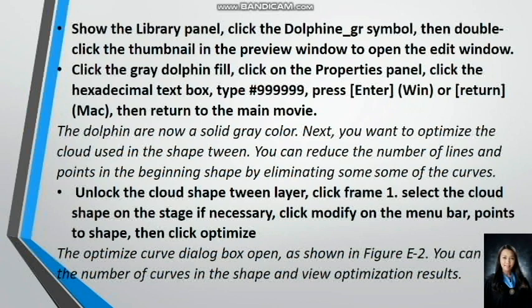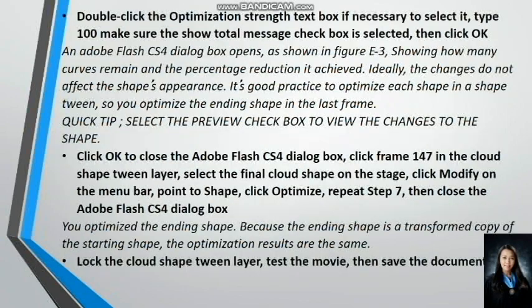Next, select the cloud shape on the stage if necessary, then click Modify on the menu bar, point to Shape, then click Optimize. Then double click the Optimization Strength text box if necessary to select it. Type 100, make sure the Show Total Message checkbox is selected, then click OK. And the last one is click OK to close the Adobe Flash CS3 dialog box.